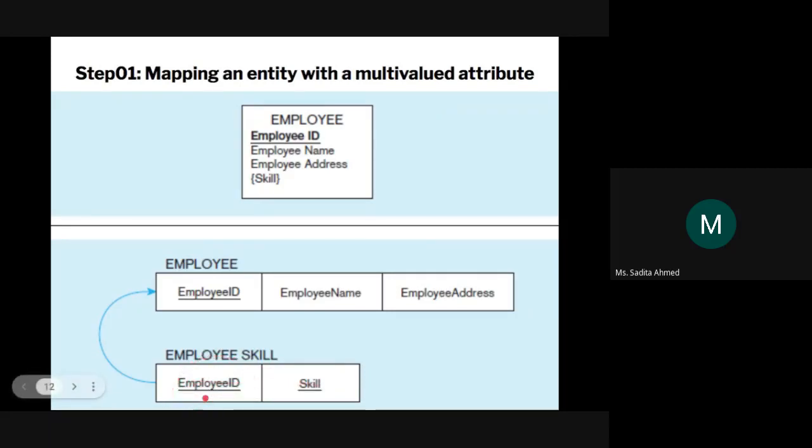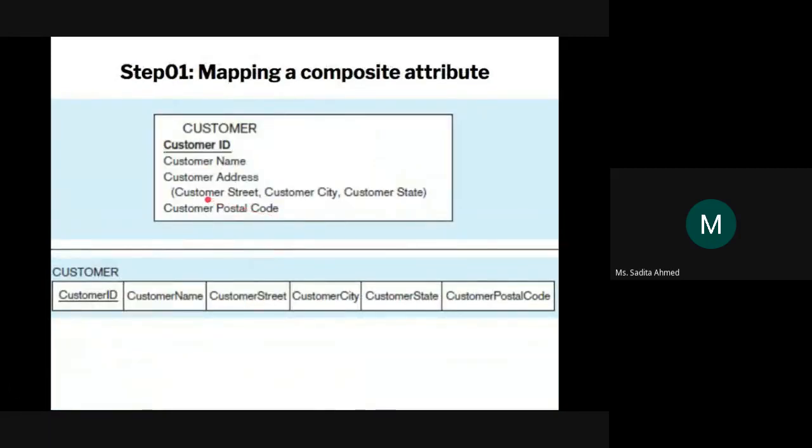Now employee ID is a foreign key, so how do we denote that? This arrow tells us about the referential integrity. The arrow tells us that this employee ID is a foreign key for the employee skill relation and the source of its value is the employee ID primary key of the employee relation. So it's pointing towards the origin. The arrowhead is at the origin. That's what we do. In case of a composite attribute, simply break it down to the component parts.